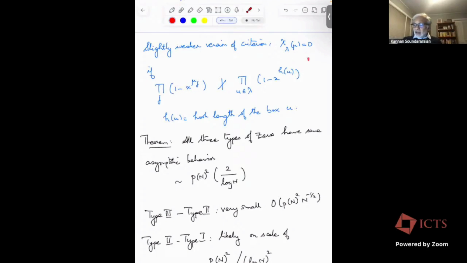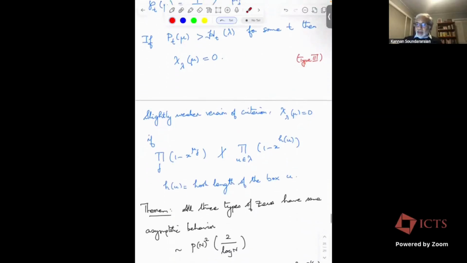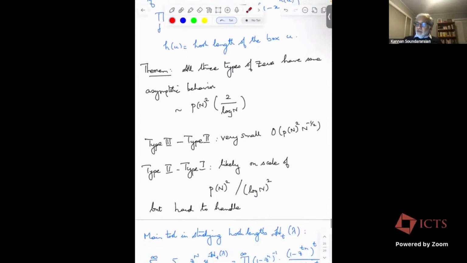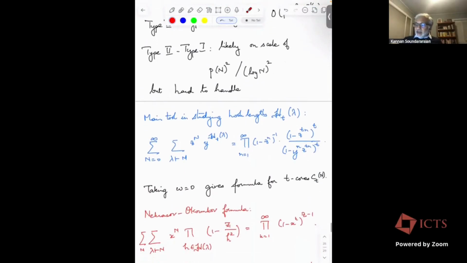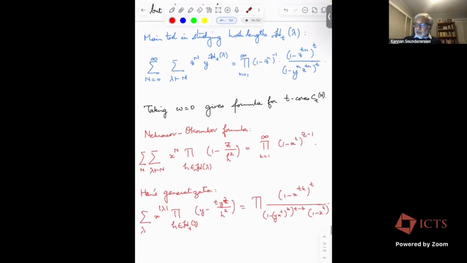Okay, this is slightly weaker than the condition that I gave here. This is still the most general condition that I know. Okay, so let me very briefly say what goes into the proof of computing that asymptotic.